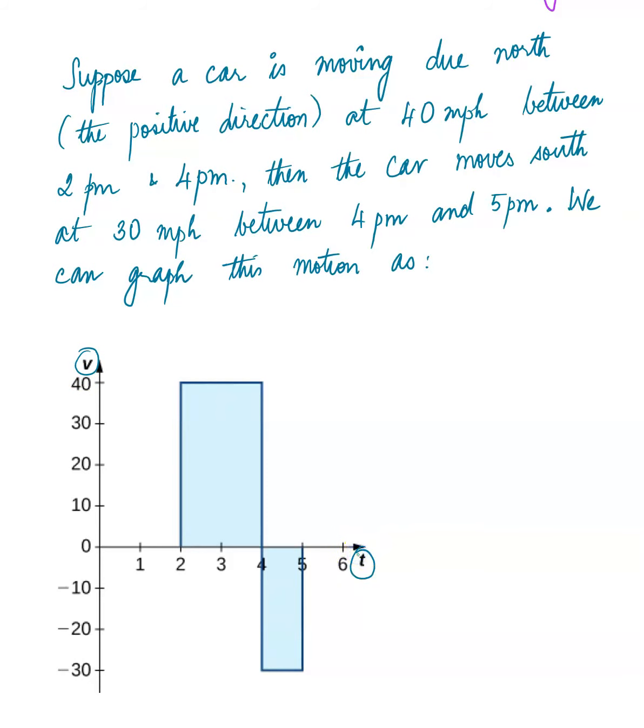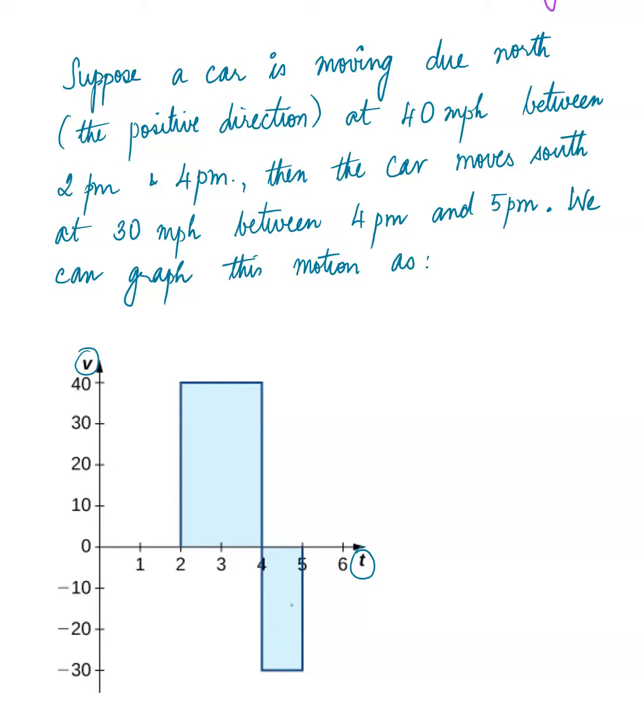V-axis and the t-axis. So if I want to find the area under the curve, in this case the curve are these rectangular boxes, the area under the curve from between 2 p.m. and 5 p.m., then it's basically the shaded region here, right? These two shaded regions, one above the x-axis, or in this case the t-axis, and the one below the t-axis. But what does this area actually mean? What does this area represent?